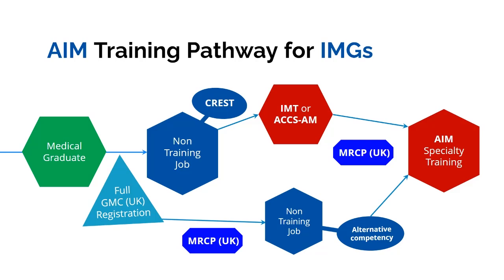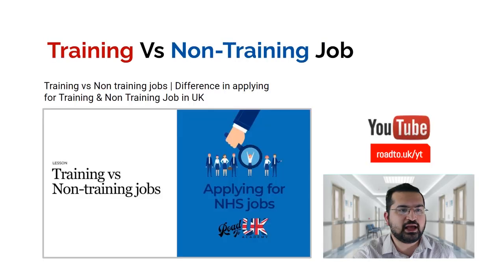Or if you choose, no, I don't want to jump into higher specialty training, I want to go through the whole process of internal medicine training because I'm not sure whether I want to do acute medicine straight away, you can do that as well. If you have alternate competencies signed, you don't have to sign a CREST form for that. You can directly join AIM specialty training. But if you want to join IMT, you have to get the CREST form signed for whichever job you're doing right now. So this is, in a nutshell, everything.